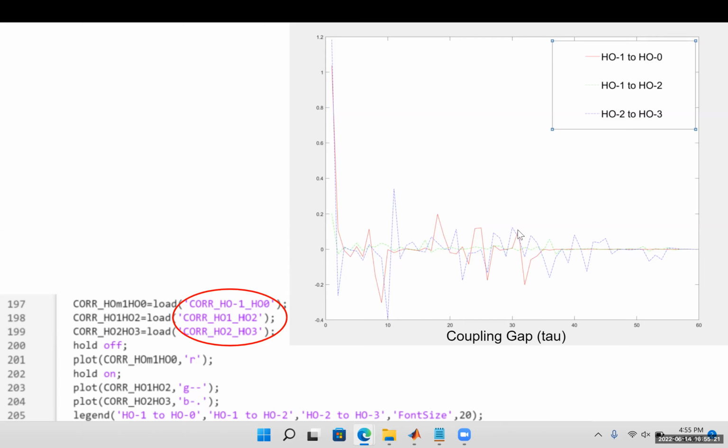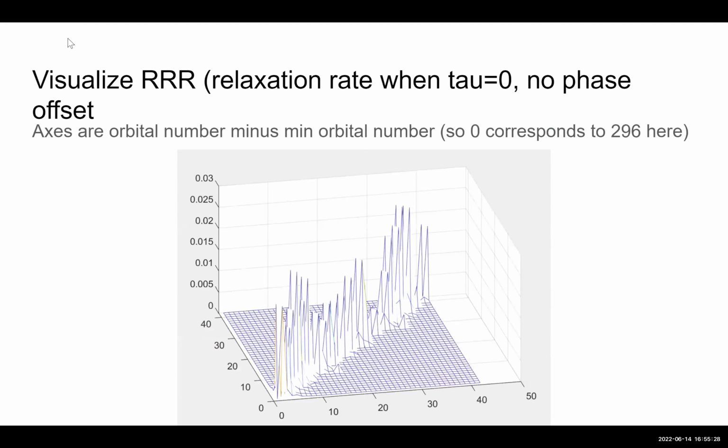Just to make sure, on the Redfield tensor graph, the Z corresponds to the transition rate probability. And then X and Y are how far above they are from the lowest orbital they have, from the energy pump. They're the band levels, I guess. Indices of orbitals. Yes.